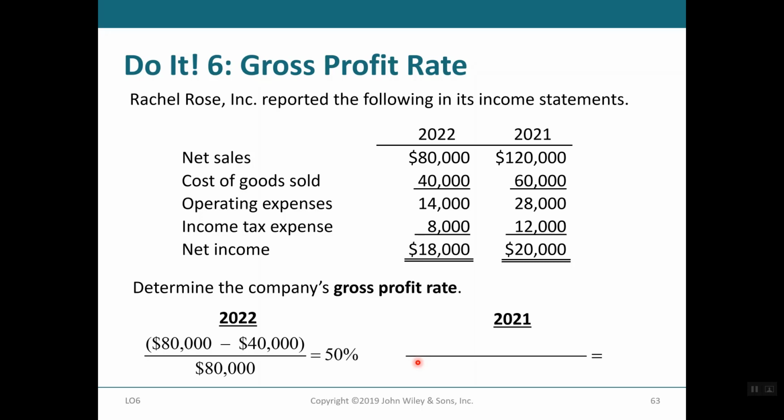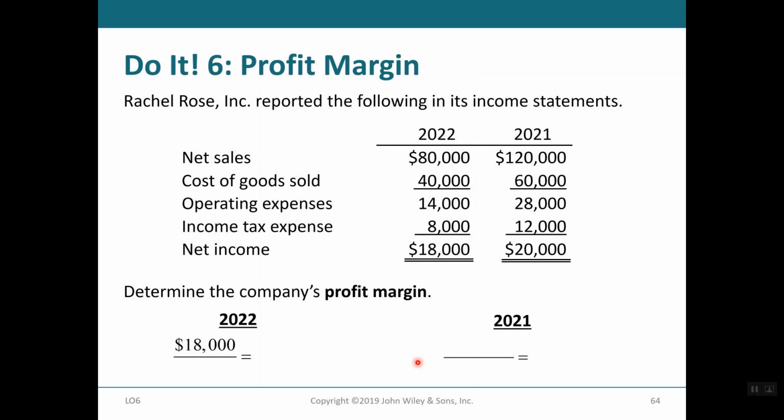And that gives us 50% for 2021, and for 2022 we get 50% too. So it's pretty much the same for the 2 years. For our profit margin, we did our net income divided by the sales, and that gives us 22.5. For the other year, our net profit, which is 20 divided by 120, gives us 16. So there was a little bit of decline. No, in 2021 we had 16.78, and then in 2022 we have 22.5. Okay.